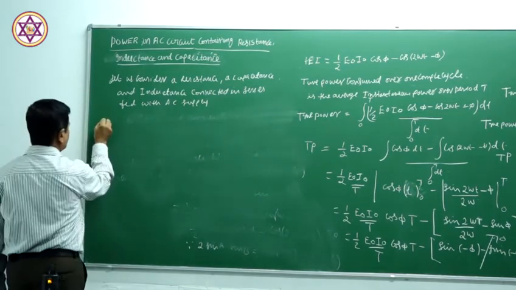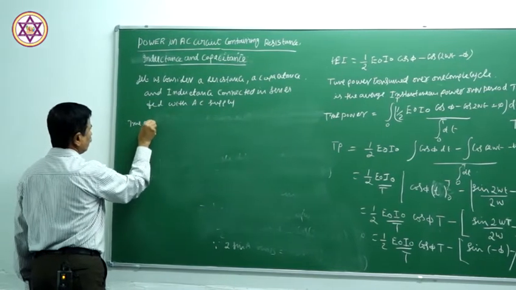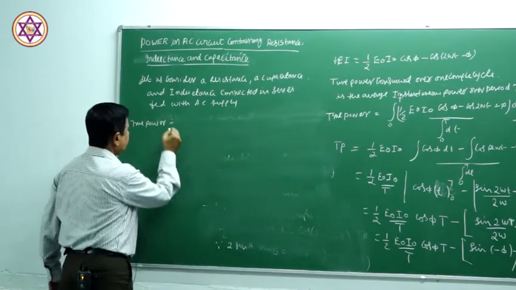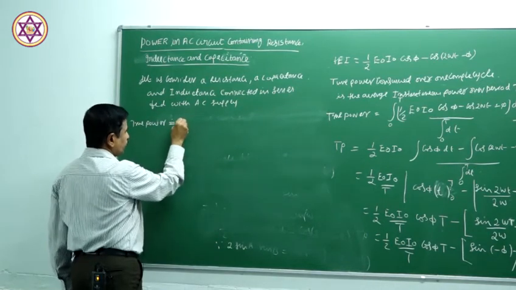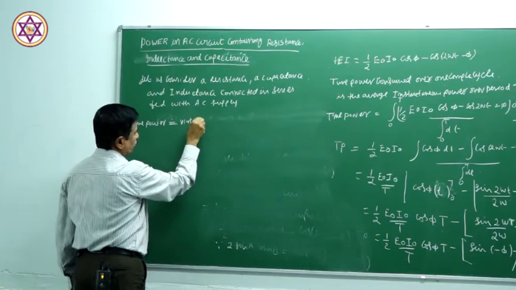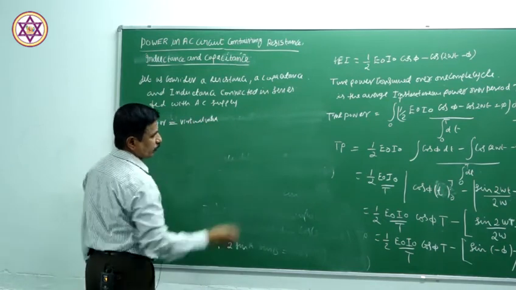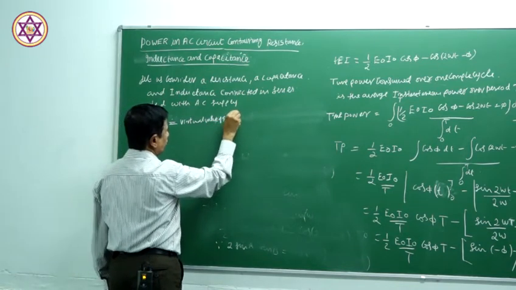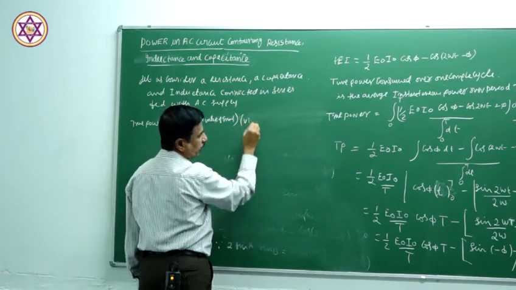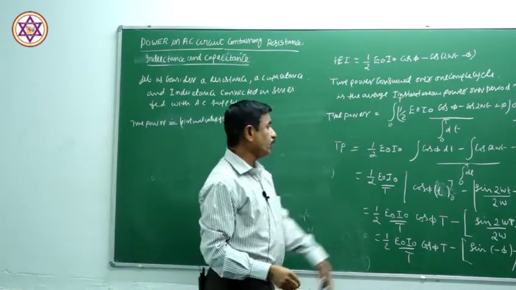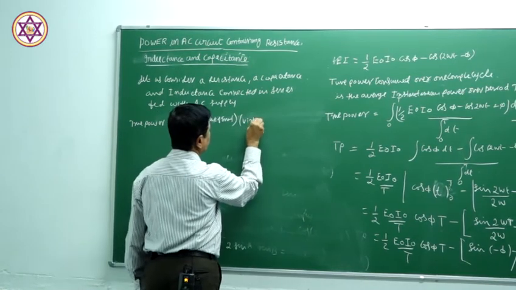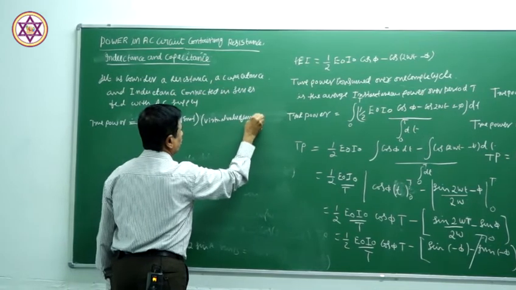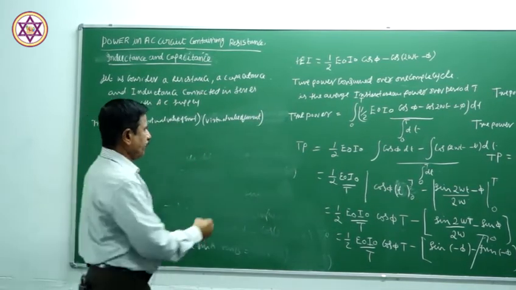So that is true power is equal to E naught by root 2, which can be written as virtual value. E naught by root 2 represents the virtual value of EMF, into I naught by root 2, what is that? Virtual value of current, into cos phi.